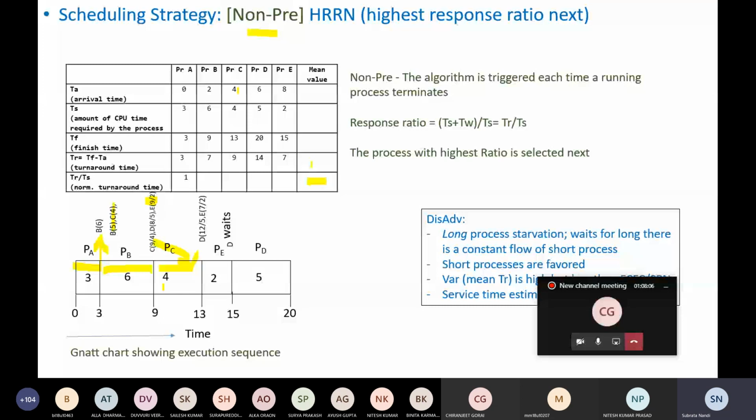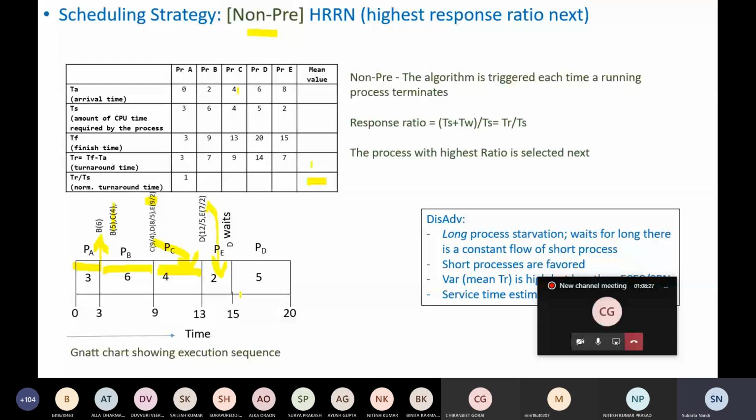After this gets completed in a non-preemptive fashion, then D and E are remaining. So for D and E you can calculate accordingly. And then which one is higher? E is higher probably because it has only 2 units of service time. It is already waited for 7 units. So this gets scheduled. So I think now the calculations are correct.